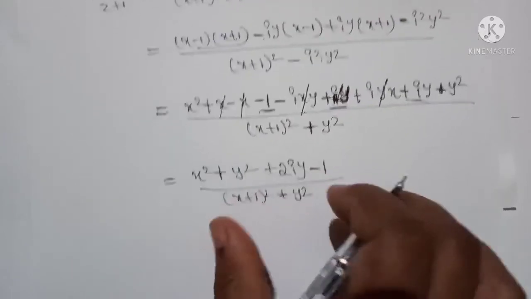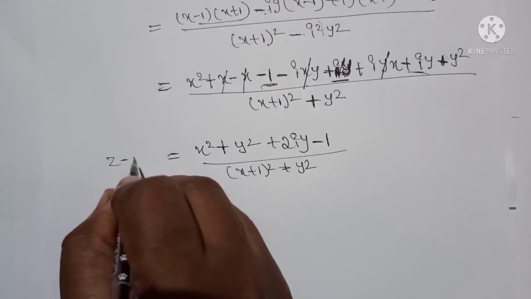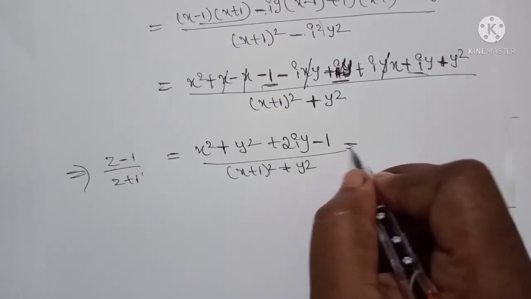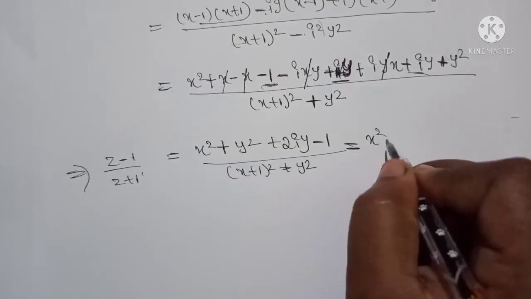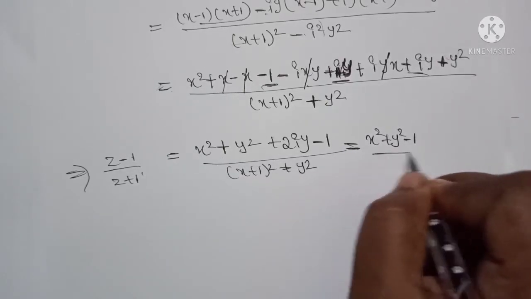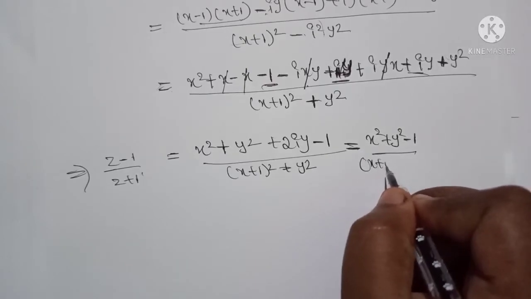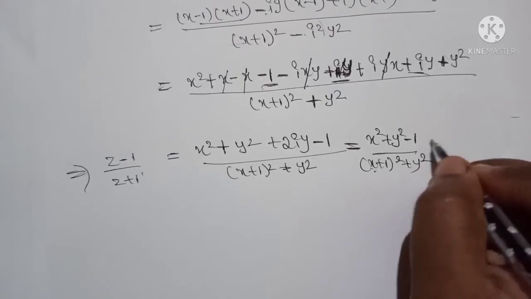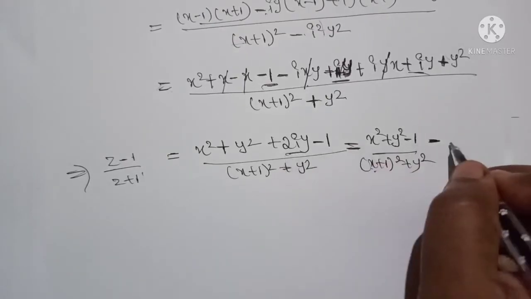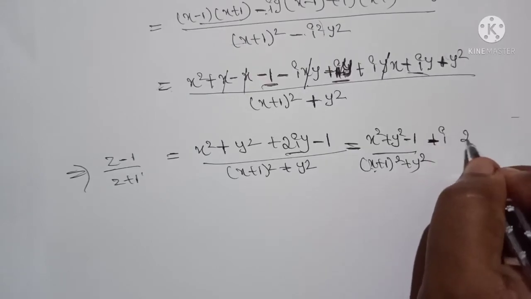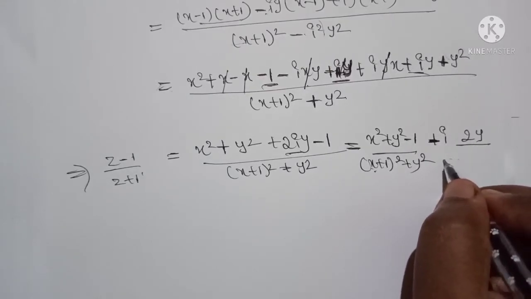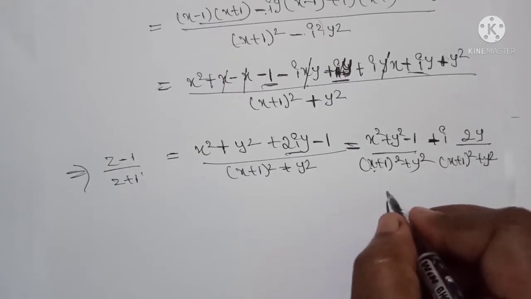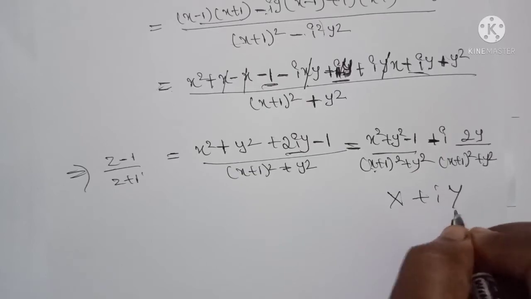Now we separate the real and imaginary part of z minus 1 divided by z plus 1. Separating the real part, we get x square plus y square minus 1 as the real part, and the denominator is also real, therefore we write x plus 1 whole square plus y square. Then this is the imaginary part, so we write i into 2y divided by x plus 1 whole square plus y square. Okay, now it is in the x plus iy form.